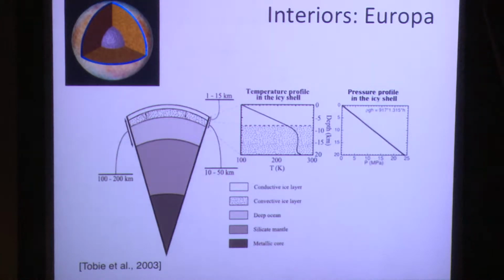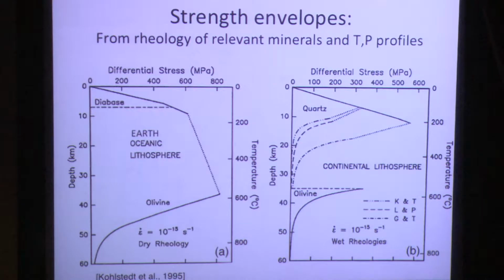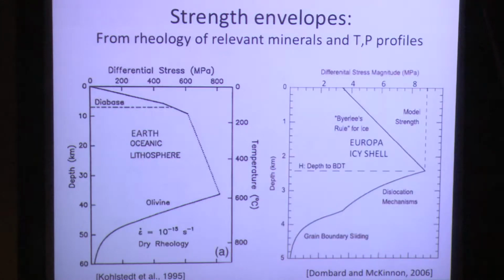Those temperature and pressure gradients with depth, of course, affect the material behavior. And this depends a lot on the mineral itself: what is the dominant mineral with depth on these different bodies, and the temperature and pressure profiles. We can constrain these based on laboratory experiments, these strength envelopes, the strength of these minerals with depth. And here, for instance, is a comparison of Earth versus one prepared for ice, for Europa. And there are a lot of similarities.